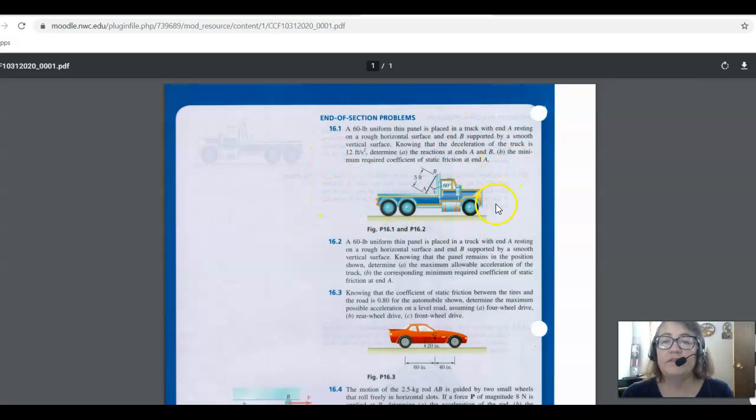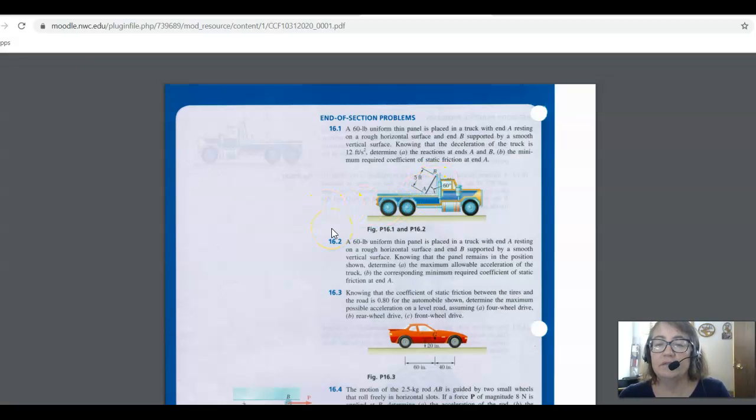Here we have a truck, and there's a uniform thin panel that is resting on it at an angle of 60 degrees with the horizontal. The panel's 5 feet long and the truck decelerates. So in other words, it starts to slow down, in this case, at a rate of 12 feet per second squared. It asks us to determine the reactions at the ends A and B and the minimum required coefficient of static friction at end A.